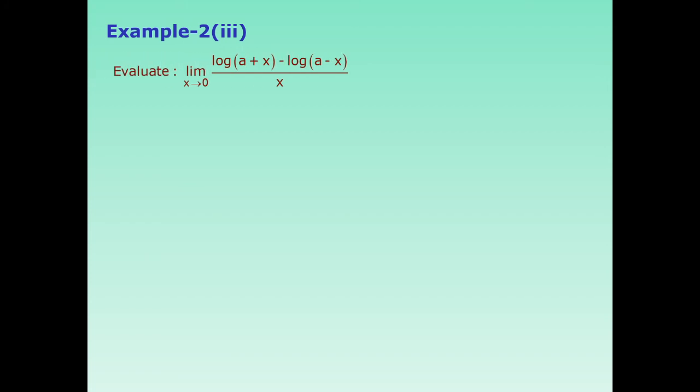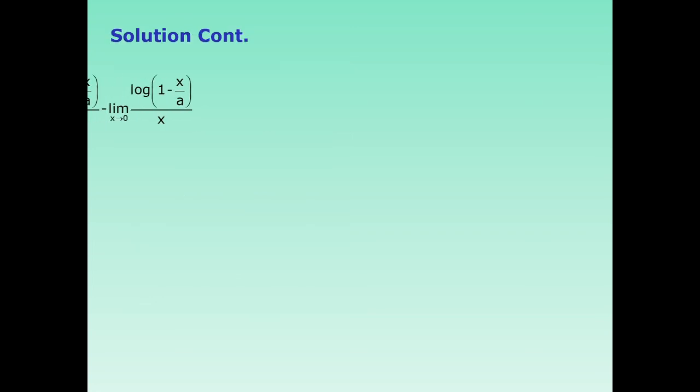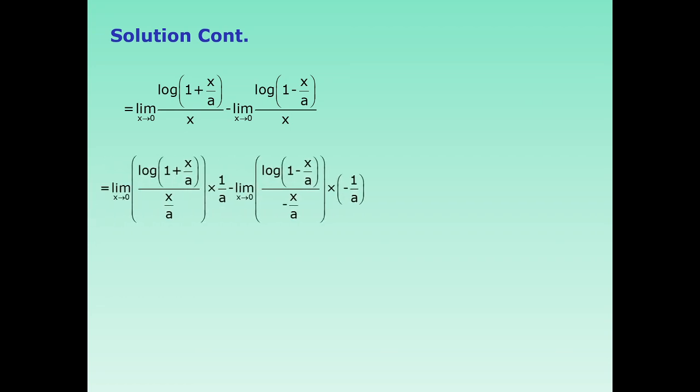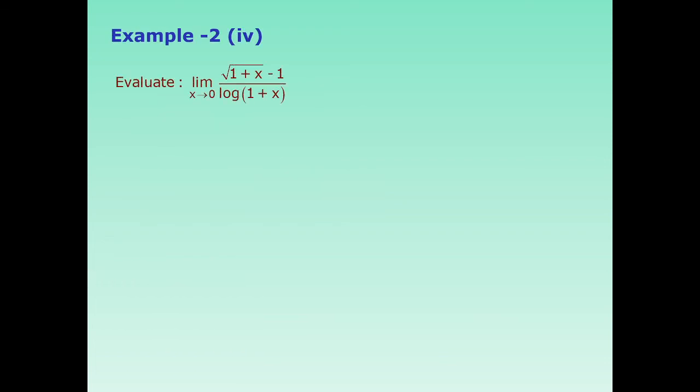Log a plus x minus log a minus x by x. Now see it. What we have done now, see, we have taken the common term inside the bracket. Now use log ab is log a plus log b. Now log a gets cancelled. Now we have separated it, multiply and divide by this. So your limit is 2 by a.